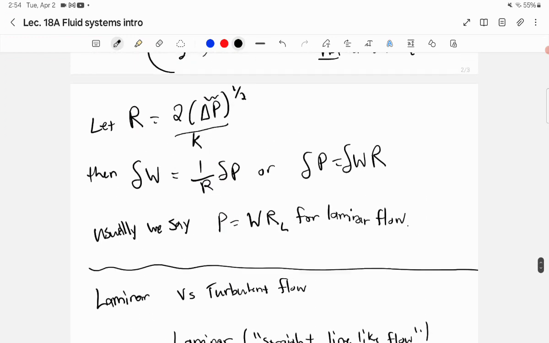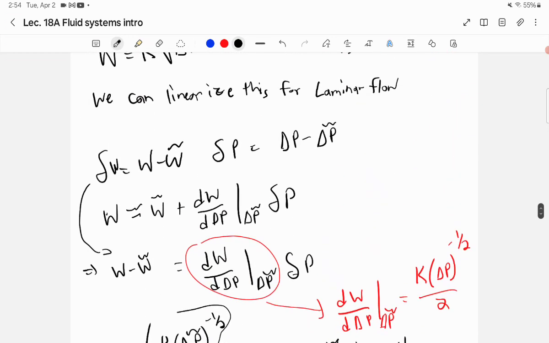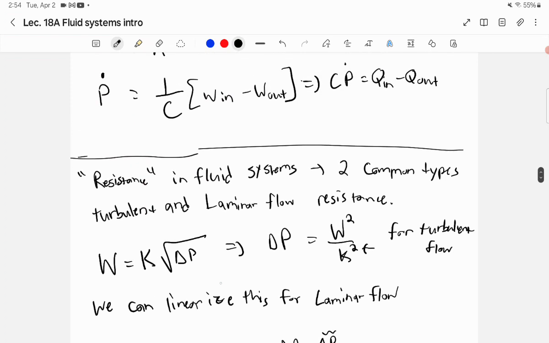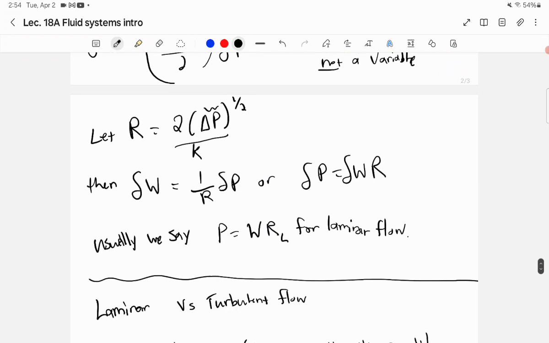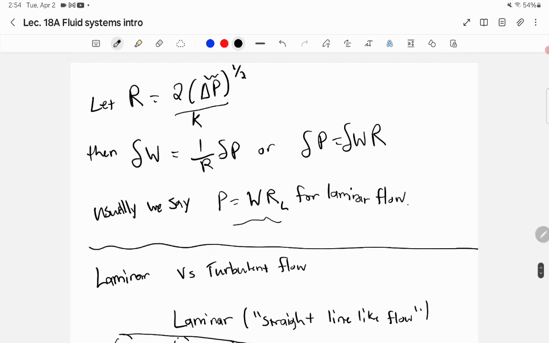And we already saw what turbulent flow is, because this is how this has been measured. This is sort of the relationship for turbulent flow, right? Delta P is equal to W squared over K squared or something like that. So it's a squared-like relationship, unlike in this case where it's a nice linear relationship, okay?